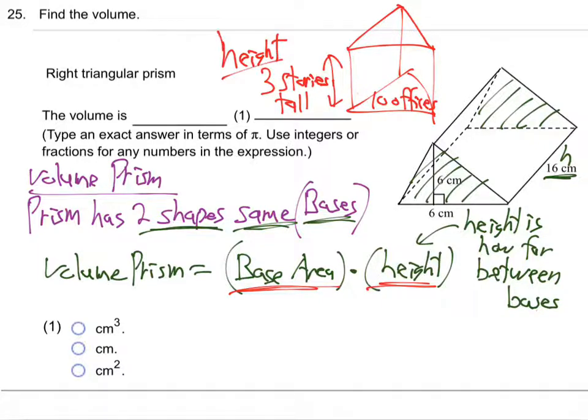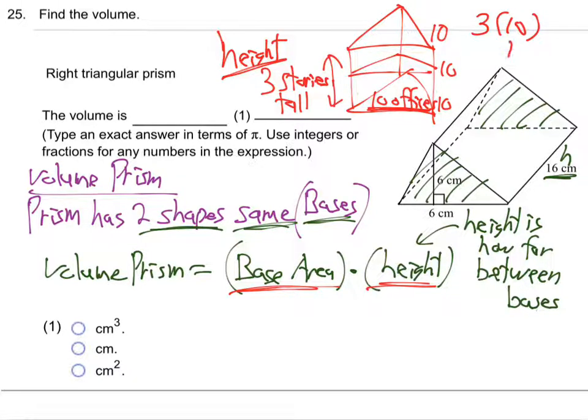The height is 3 stories tall. It's a 3-story tall building, and it's triangle on the ground, triangle on the top, straight up, and same thing all the way up. 10 offices on the ground floor, 10 offices on the second floor, 10 offices here, and 10 offices there. How many total offices? 30, right? 3 times 10.